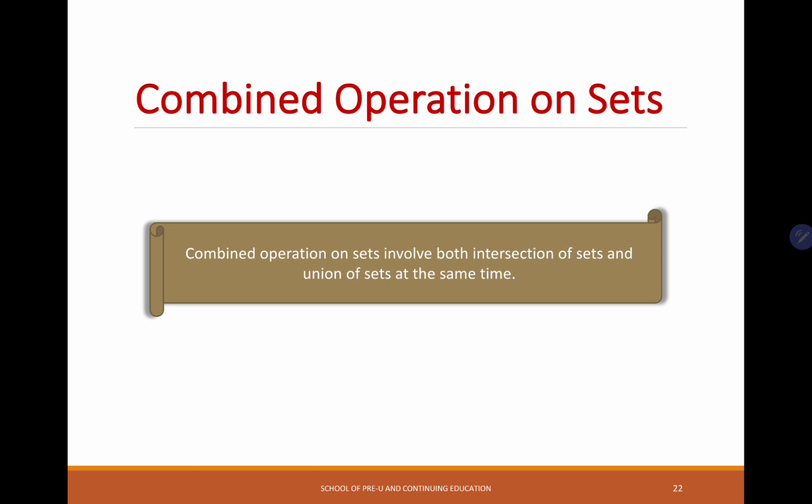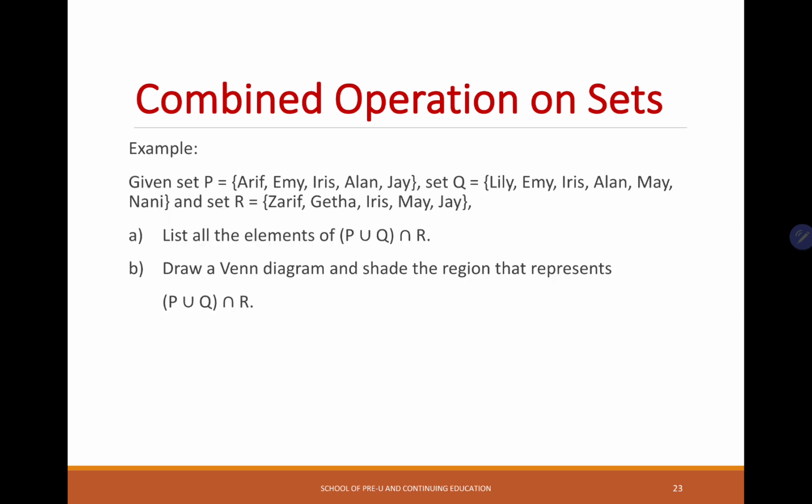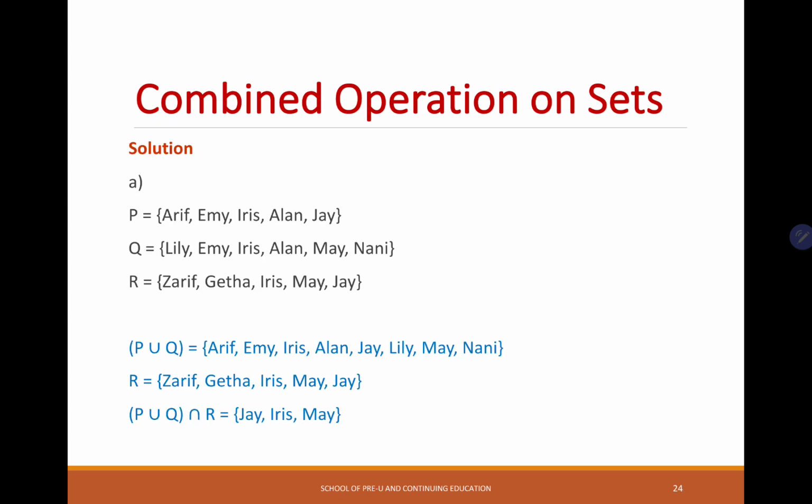Okay, now combined operations on sets involve both intersection and union of sets at the same time. Let's go through an example. Let's say we are given set P: Arif, Emmy, Iris, Ellen, J, and set Q: Lily, Emmy, Iris, Ellen, May, and Nani, and set R: Zarif, Gita, Iris, May, and J. List all the elements of P union Q intersect R, and also draw a Venn diagram and shade the region that represents P union Q intersect R. First of all, we have P, Q and R.